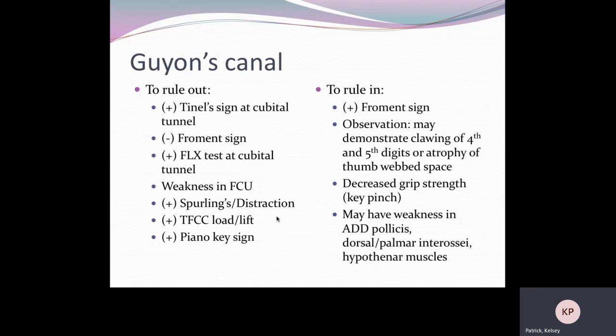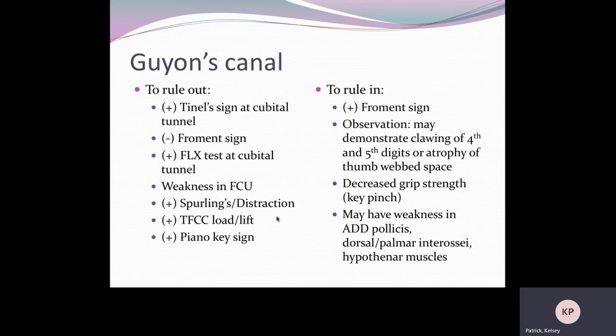To rule out Guyon's canal entrapment, you will typically see a positive Tinel's sign at the cubital tunnel, a negative Froment sign. This is when you have the patient pinch a piece of paper and the therapist tries to pull the paper out from under their thumb. A positive would be flexion of the IP due to loss of adductor pollicis and would be indicative of ulnar nerve pathology. If they have a positive flexion test at the cubital tunnel or weakness in the FCU, this is more indicative of cubital tunnel syndrome. Change in symptoms with Spurling's or distraction would be more indicative of cervical spine referral, and positive TFCC special tests would be more indicative of a TFCC injury.